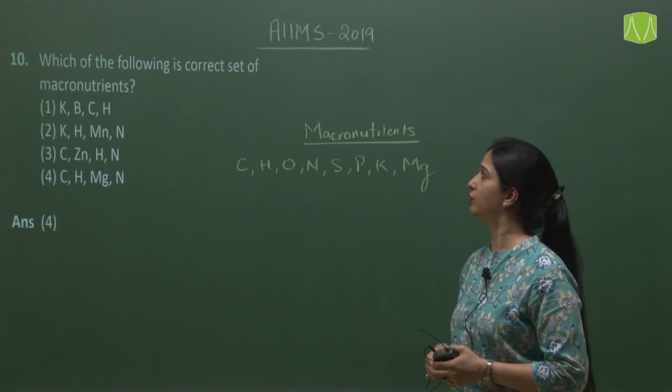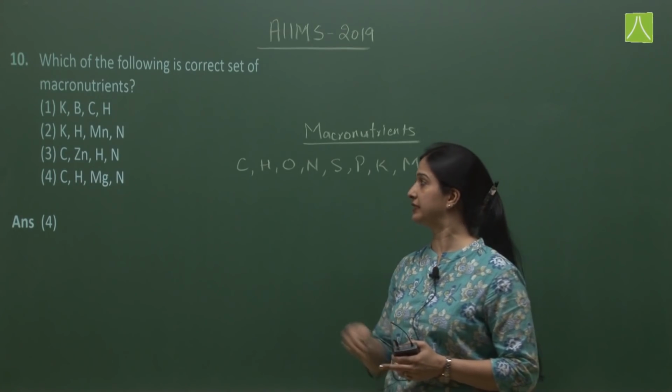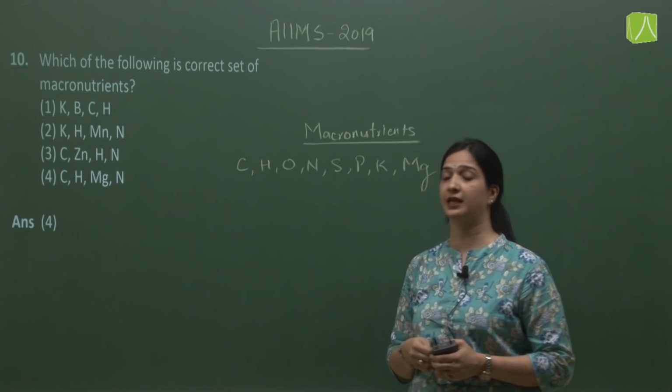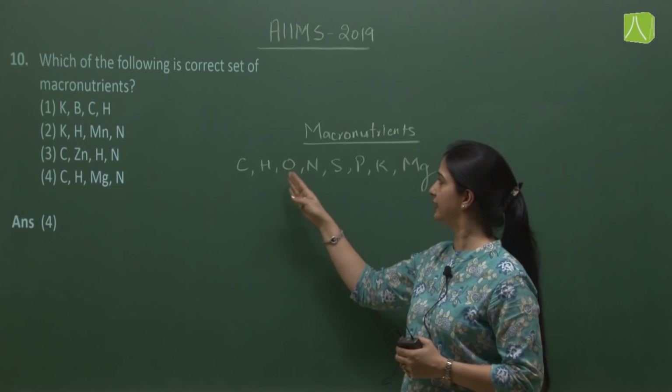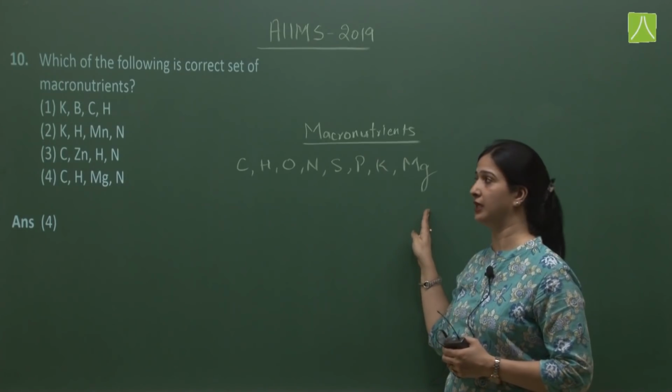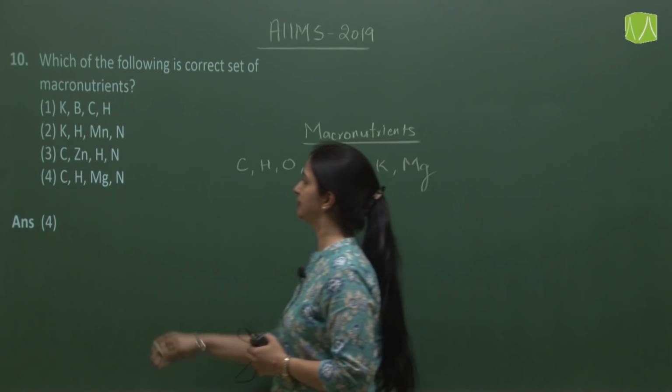Question number 10, which of the following is the correct set of macronutrients? Here different options have been given and we have to choose the set of macronutrients. Macronutrients are basically CHONS, P, K, Mg. So according to it, the correct option is 4th.